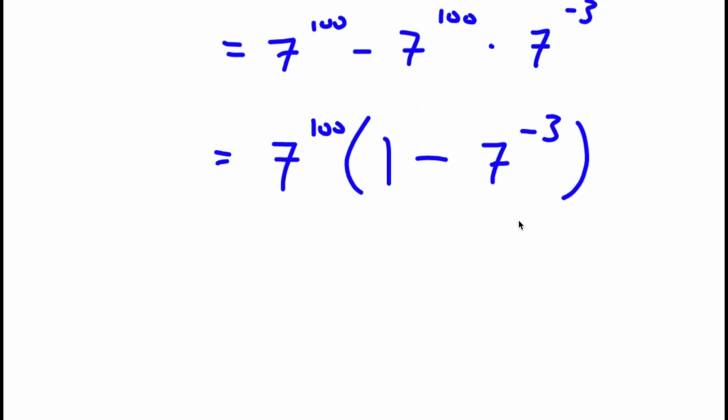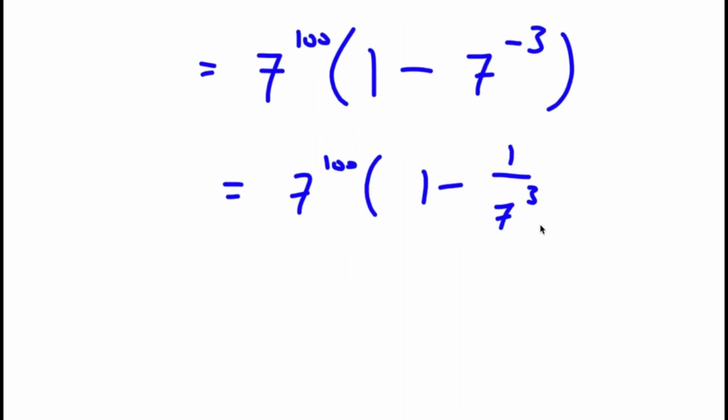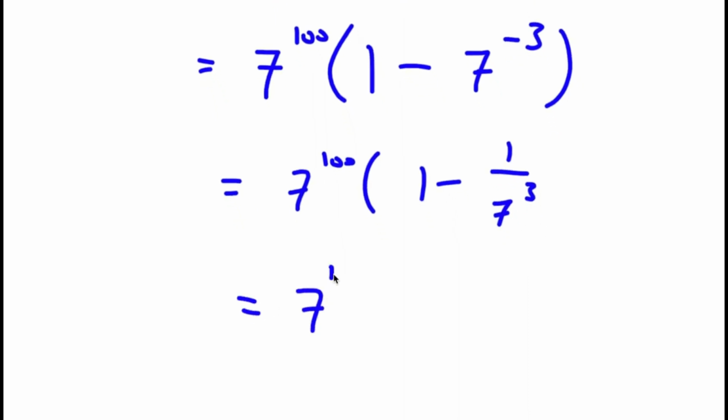Now, 7 to the power of 100 times 1 minus 7 to the power of negative 3. Well, 7 to the power of negative 3 is the same thing as 1 over 7 to the power of positive 3. And 7 to the power of positive 3 is 343. So now I have 7 to the power of 100 times 1 minus 1 over 343.